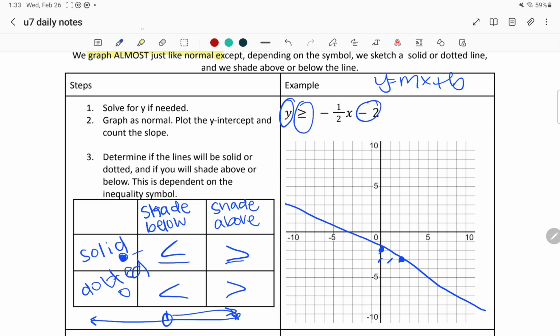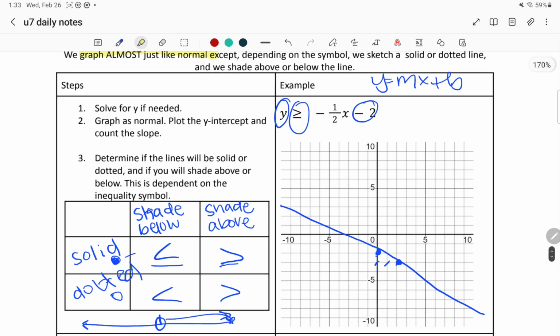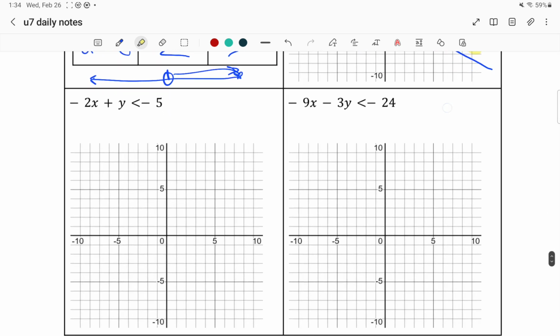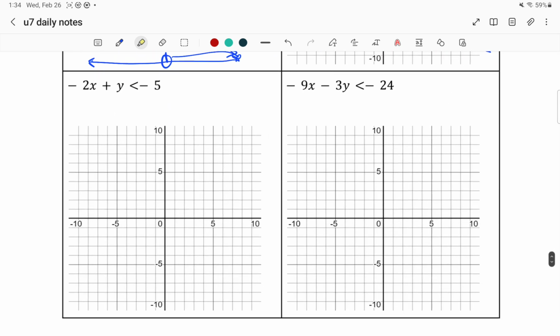So this one in particular is a greater than or equal to. So I'm going to look at my line and I'm going to go bigger. Everything up here gets shaded. Everything above my line is a solution because it's greater. Okay, let's try it a couple more times. Now I need to solve for y first, so we're just going to practice that. We've done it a lot, but you have to do it on your homework, so let's make sure we got it.